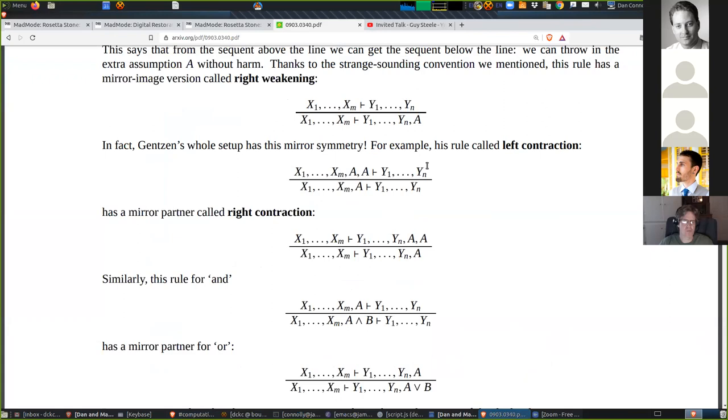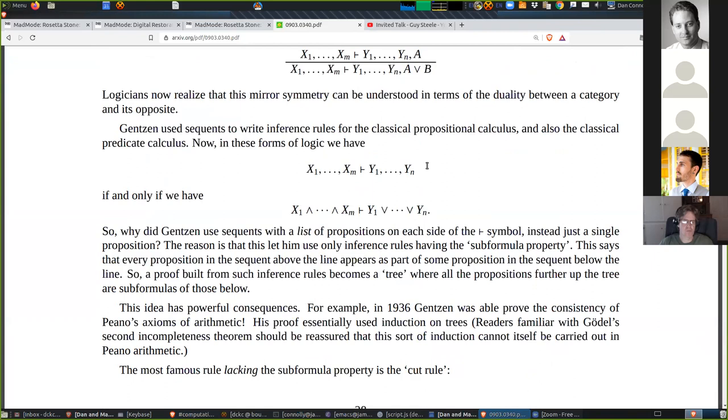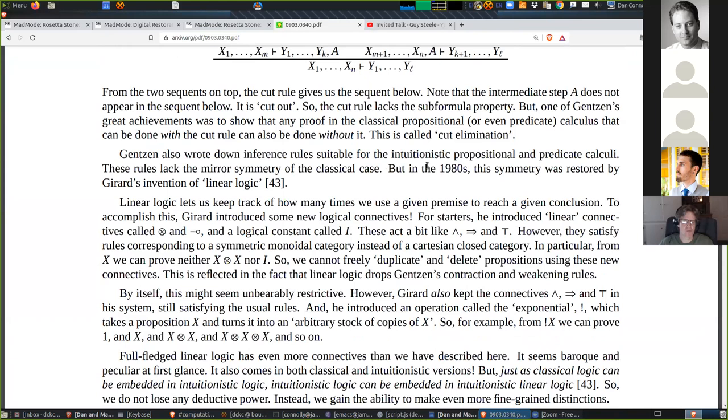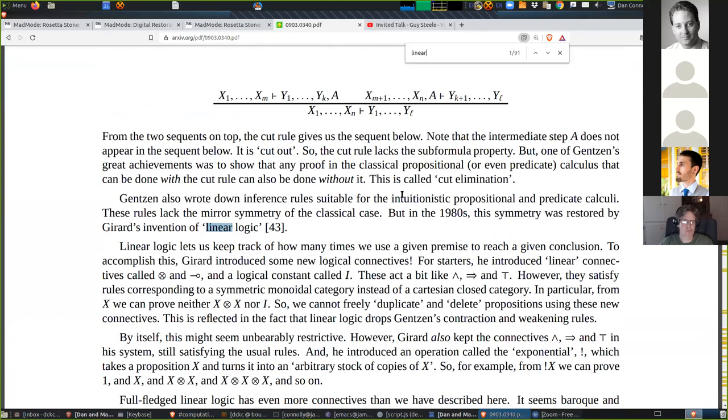Yeah, so there were some asymmetries in the logic that goes into that, sort of, I'm used to. And then linear. Yeah, Jensen wrote down the inference rules suitable for intuitionistic propositional calculus and predicate calculi. These rules lack the mirror symmetry of the classical case. But in the 1980s, the symmetry was restored by Girard's invention of linear logic.